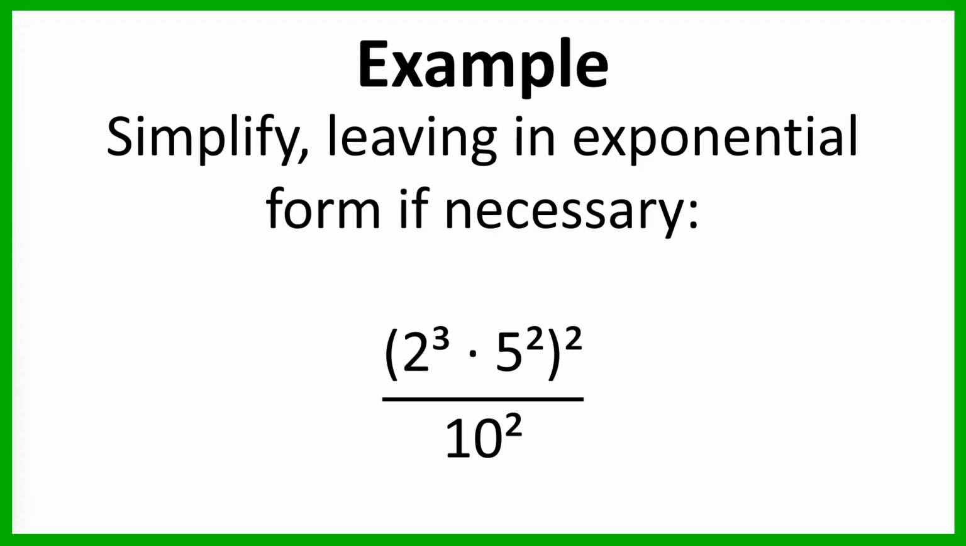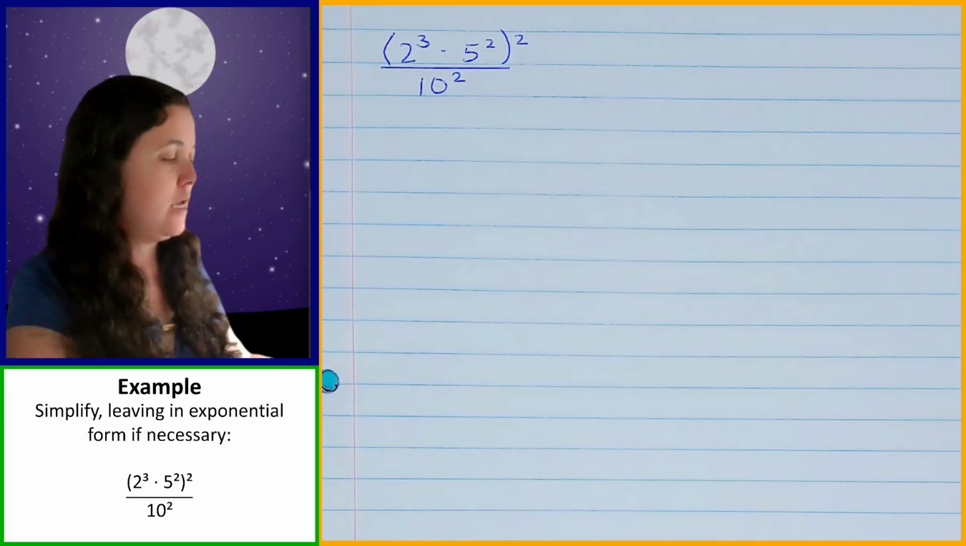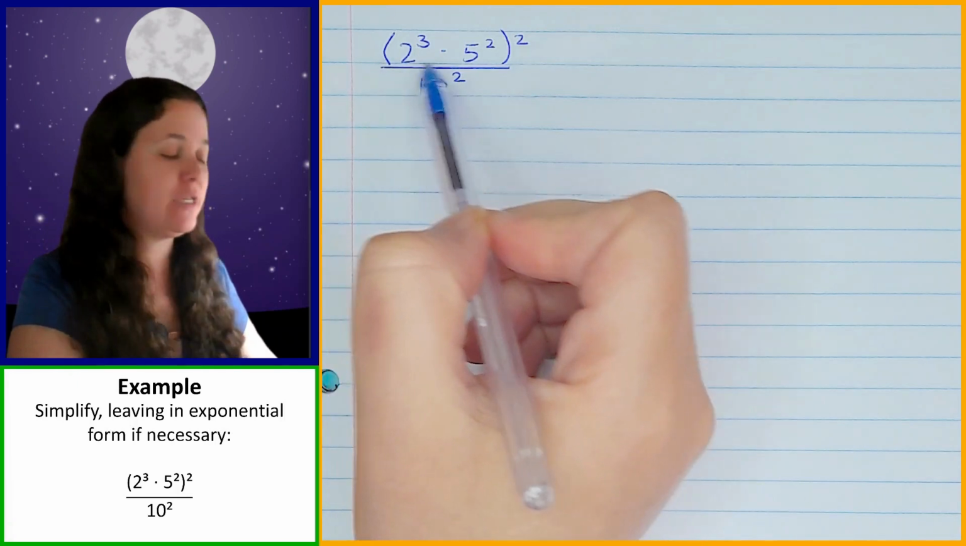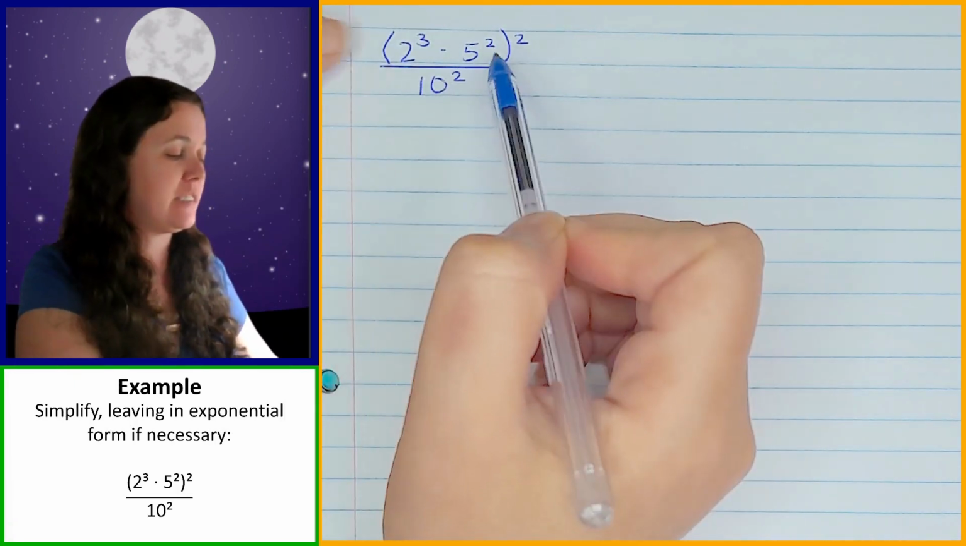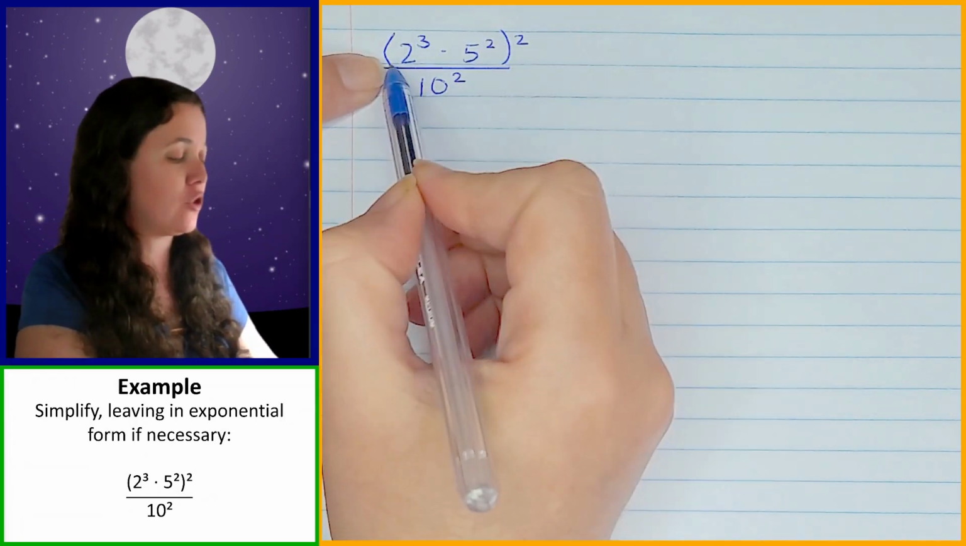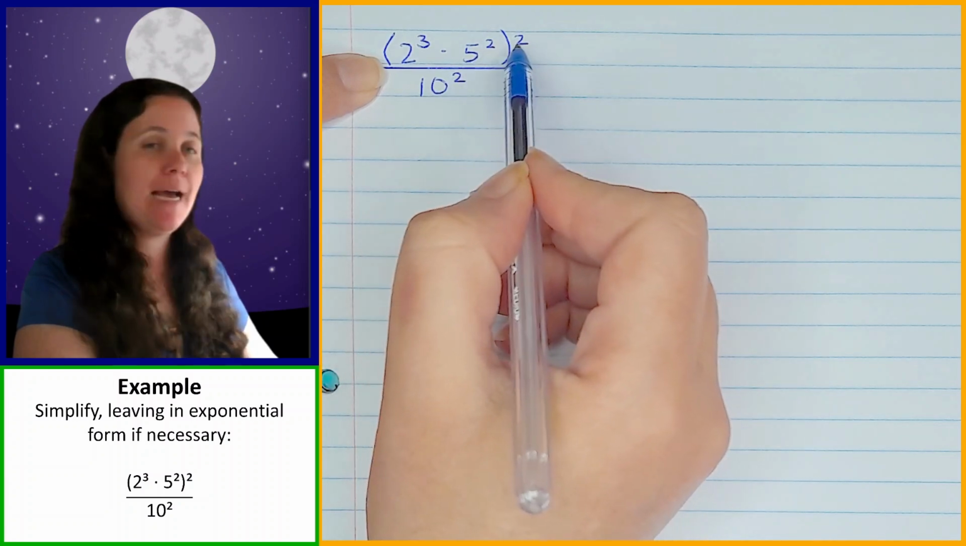Okay, so let's have a look at this example. Here I've got my question. So the first thing I'm going to do is deal with these brackets over here where I've got 2 cubed times 5 squared, and that's all being squared.